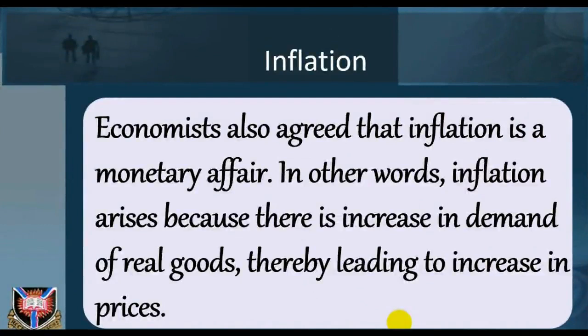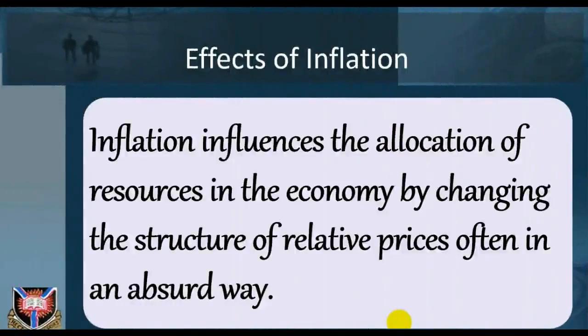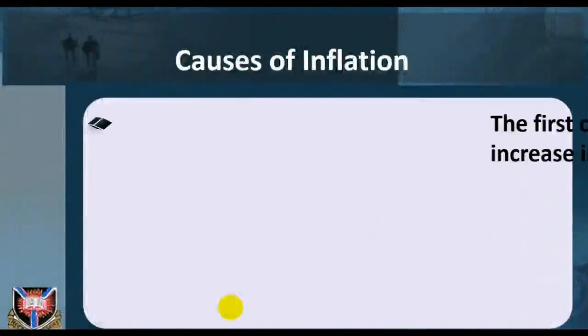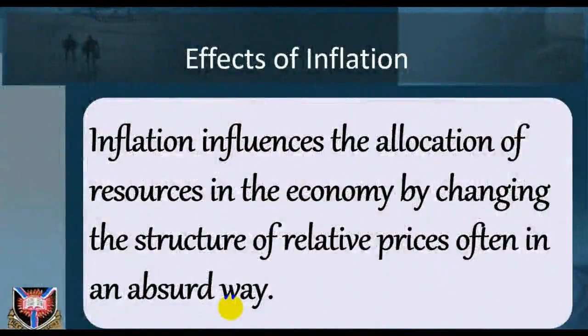Effects of inflation. Inflation influences the allocation of resources in the economy by changing the structure of relative prices, often in an absurd way. Since prices are not rising in the same proportion, commodities which are enjoying high relative prices will witness inflow of production resources which might not necessarily be to the benefit of the society. Inflation also redistributes wealth from lenders to borrowers.